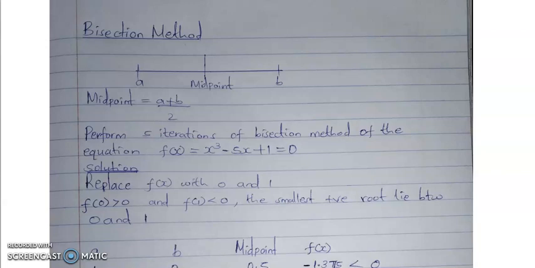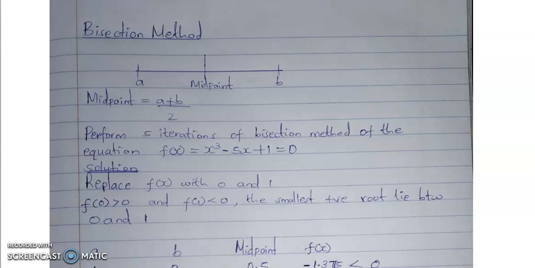Today I'll be taking you through the bisection method. Bisection method is an iterative method. It is used in finding roots using successive approximations.